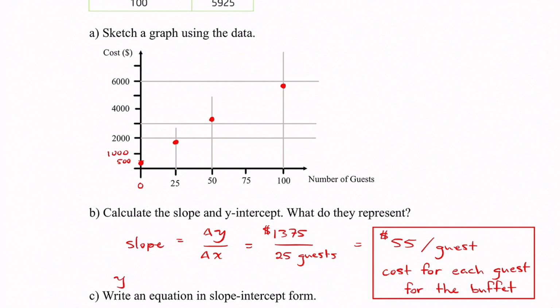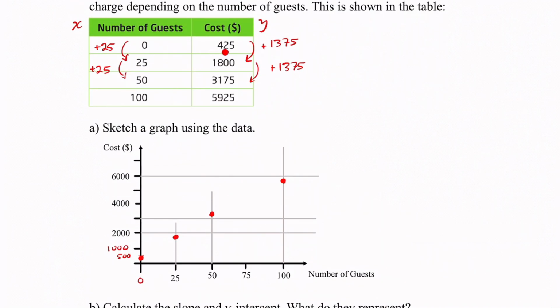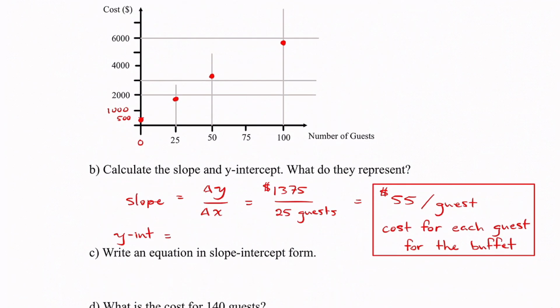We also needed to find the y-intercept, which is just where it crossed on the y-axis. That is right here, and that was at 425. So when x equals 0, whatever you get for the y is your y-intercept. So our y-intercept is 425. And what that 425 represents is your initial costs. That's how much the banquet is going to cost with 0 people. As you add more people, it's going to cost more money. So this is your initial cost without any people.